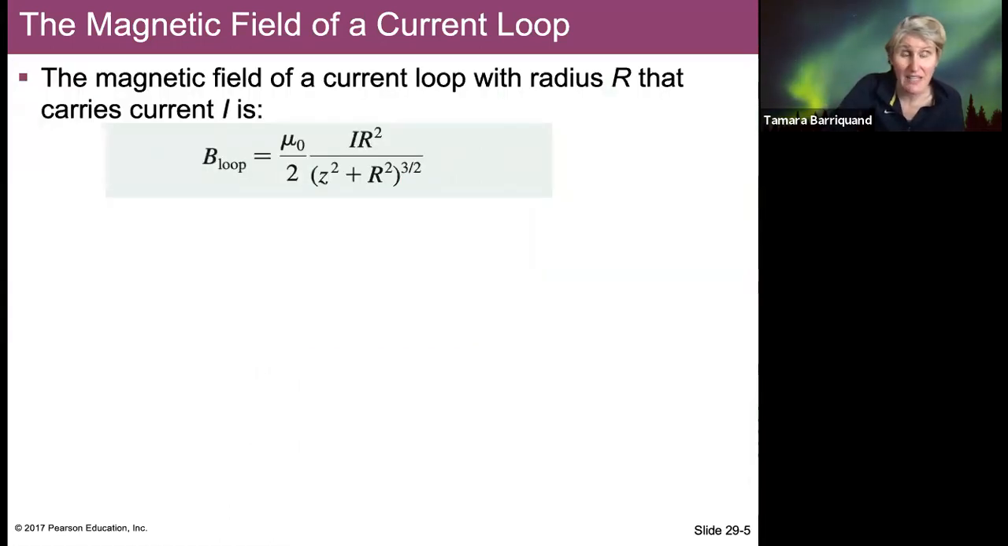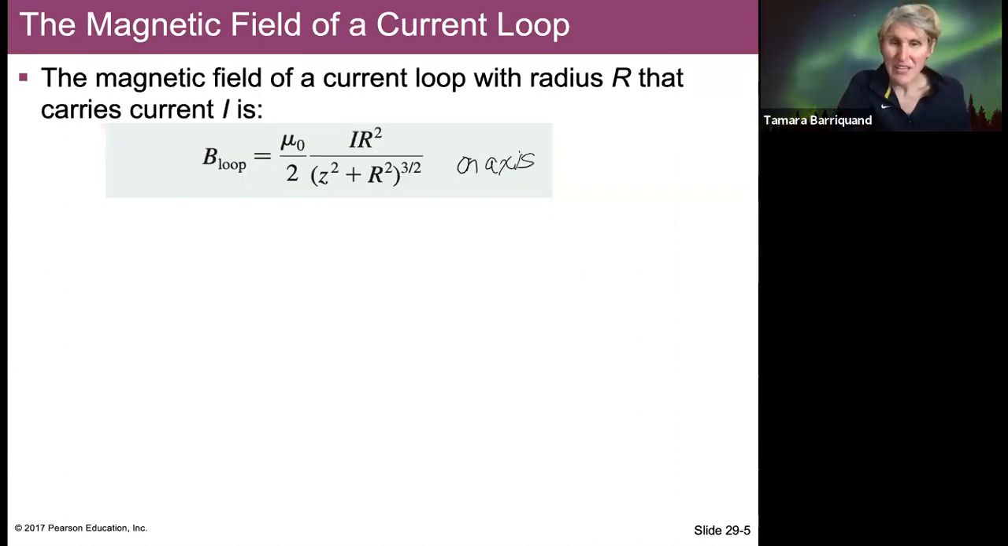So we see that the magnetic field of a current loop with radius r that carries current I, on axis, is mu naught over 2 times I r squared over z squared plus r squared all to the 3/2. And this is, again, for the on axis. If we get off axis, it gets a lot more complicated, and we'd have to evaluate it numerically. We couldn't just evaluate it with a simple integral.